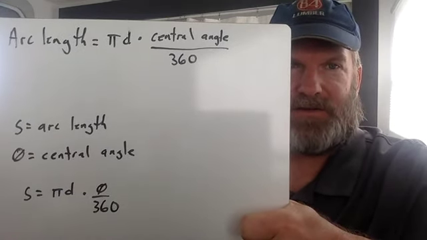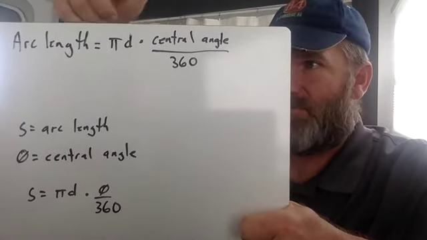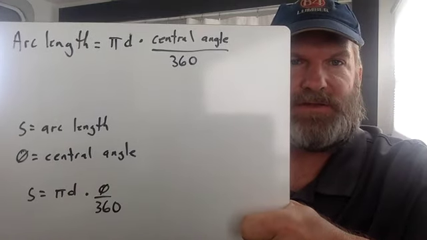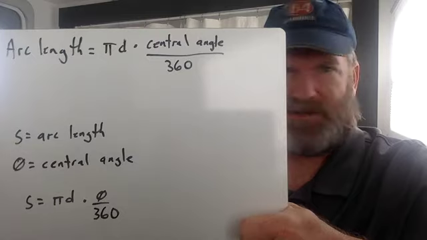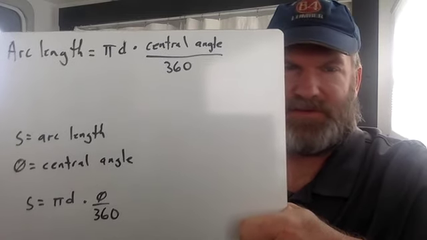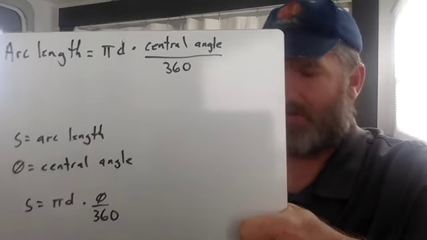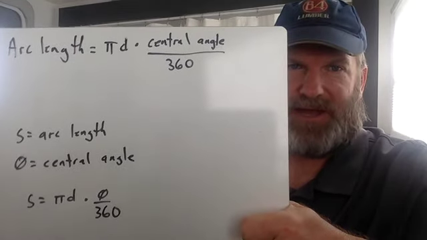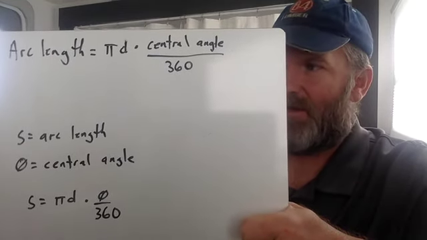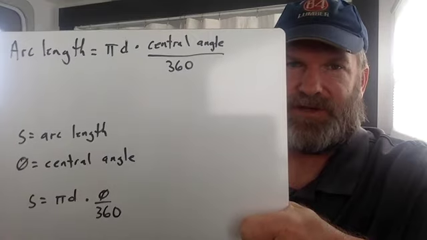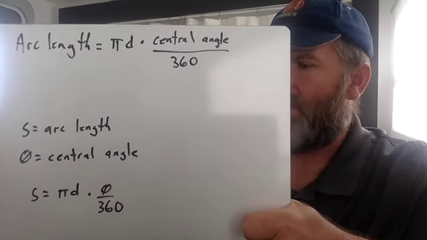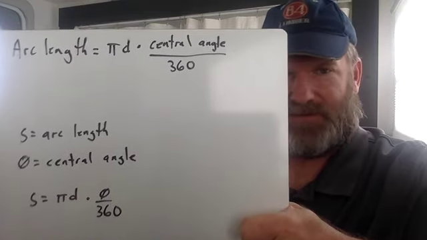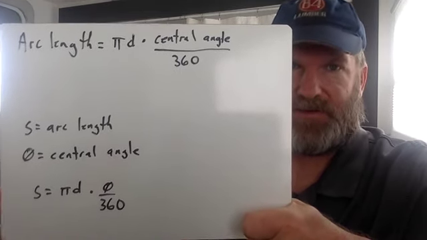Okay, so back to arc length. This is the formula that I gave you on Monday. Arc length is equal to pi times diameter, because pi times diameter is the circumference, and arc length is part of the circumference. So you have to find the whole circumference, and then multiply that by just the angle, or just the fraction of the circle that you want. So that's what I'm calling the central angle. The central angle is that piece of the pie where the vertex is at the center of the circle.